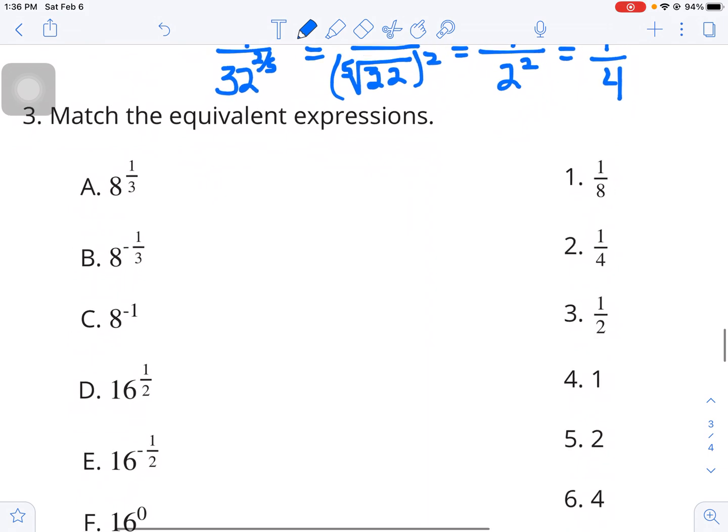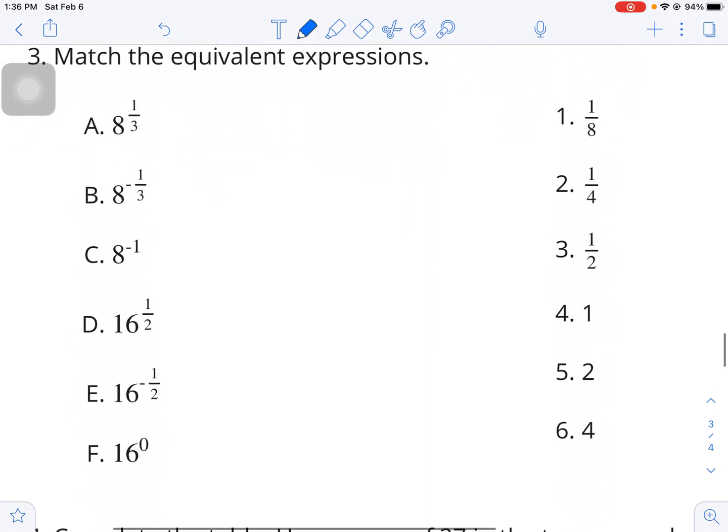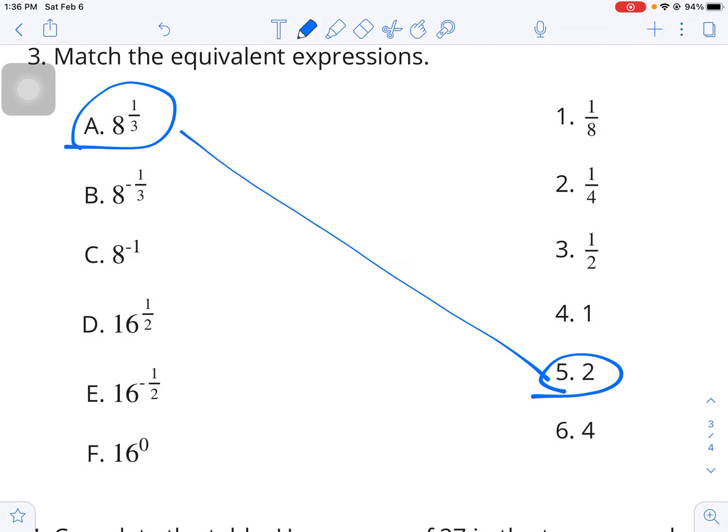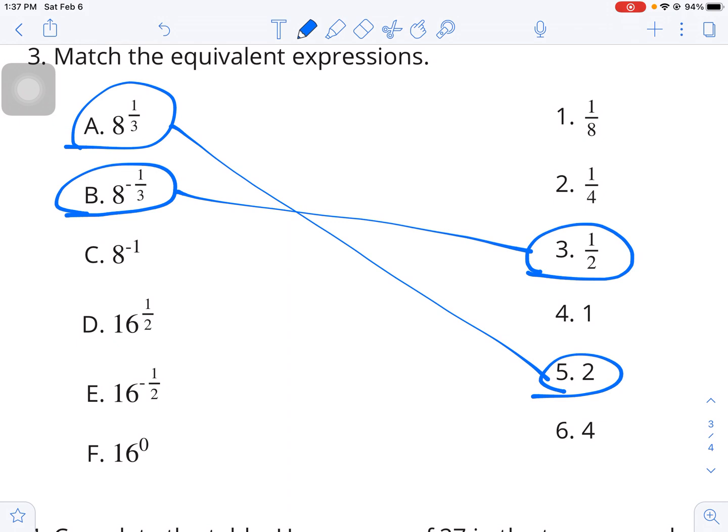Number 3, match the equivalent expressions. So from our work last week, the 8 to the 1/3 is the cubed root of 8, which I know is 2. So I'm going to match that to letter A. And the negative 1/3 would just be 1 over the cubed root of 8, which would be 1 over 2, or 1/2. So I'm going to match those.